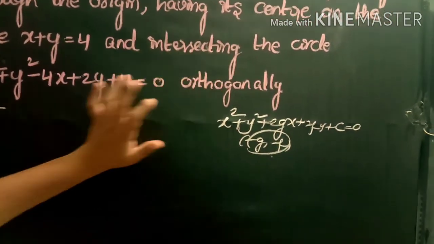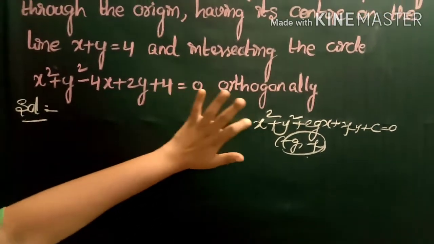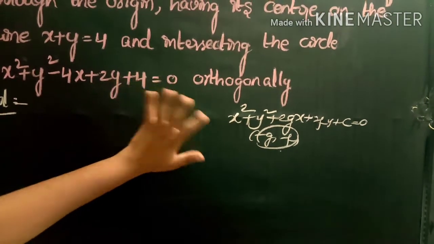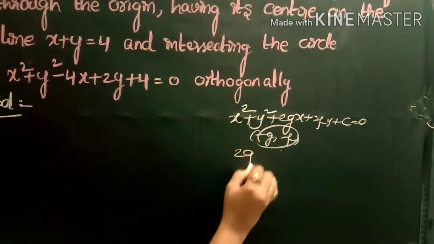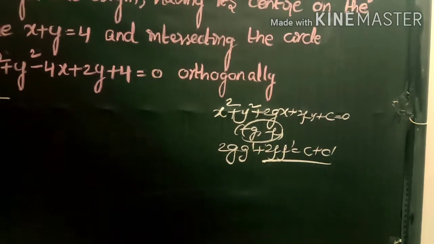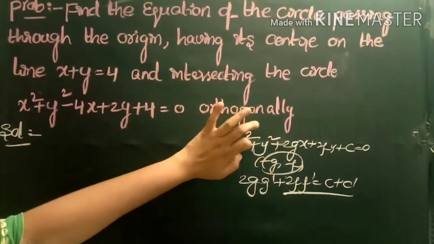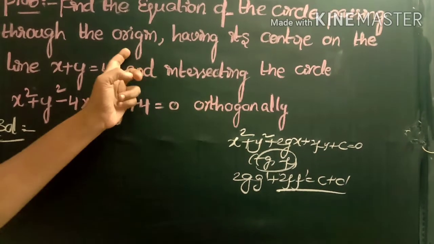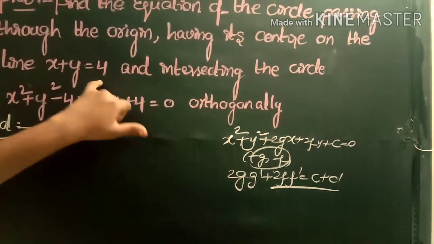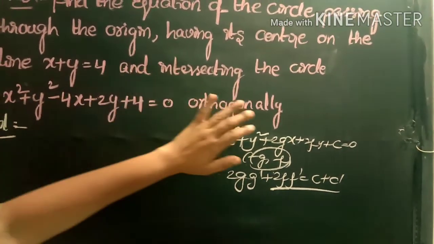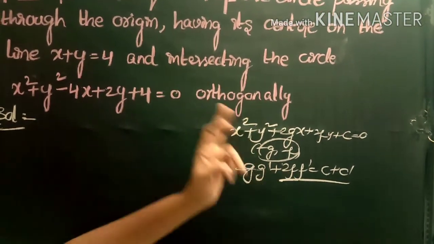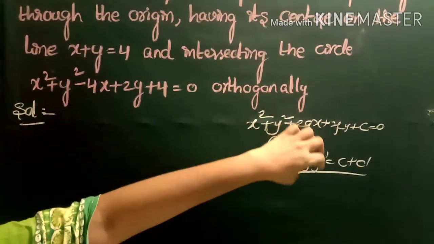And next condition is intersecting the circle orthogonally. So given that the required circle and this circle, these two are orthogonal to each other. That is, we apply the orthogonal condition to these two circles, and orthogonal condition is 2g g dash plus 2f f dash is equals to c plus c dash. So first we substitute the origin in the circle equation, then we get c is equal to 0. Next, having its center on this line, replace center minus g comma minus f in this line. Then we get the equation minus g minus f is equal to 4. That is the second condition. And also given that the circle intersects the given circle orthogonally. That is, we apply the orthogonal condition. By using this total data, we can solve the problem now.